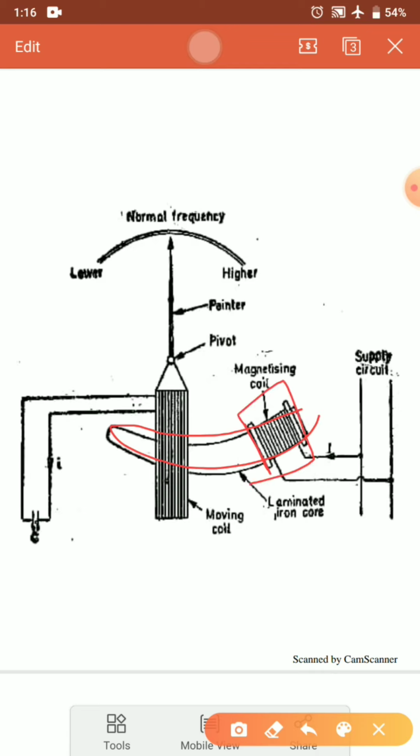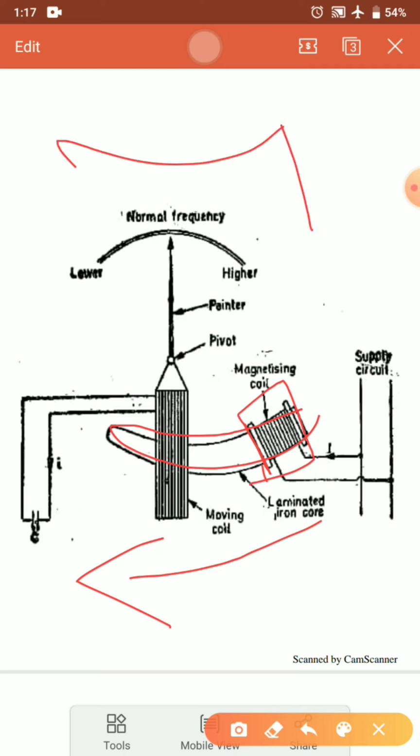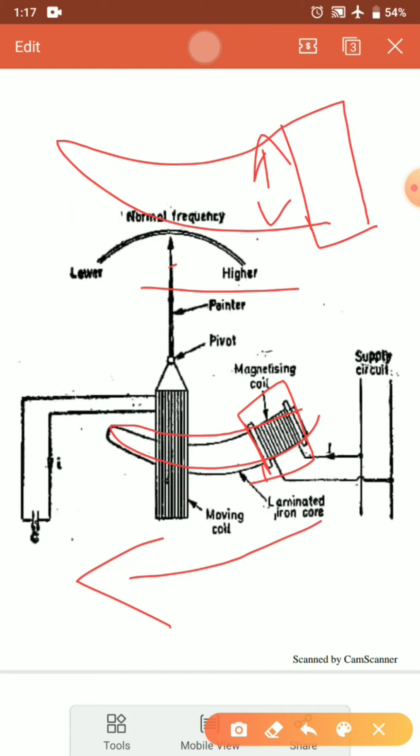Now we can see that this core has a section which varies gradually with length. As the length increases, the size of the core keeps on reducing. Near the magnetizing coil, the size of the iron core is maximum, and as it moves further the size keeps on reducing, and at the tip the area becomes minimum. So it has maximum area near one end and minimum at the other end.